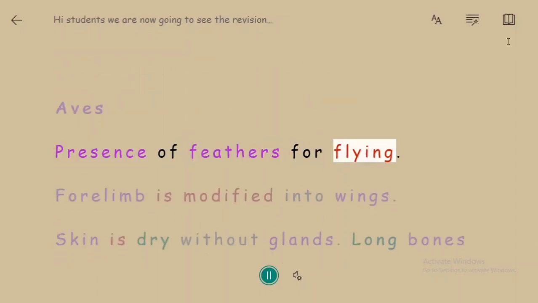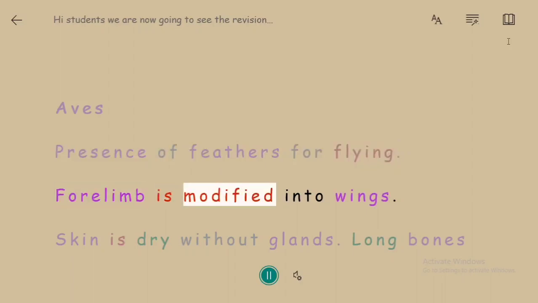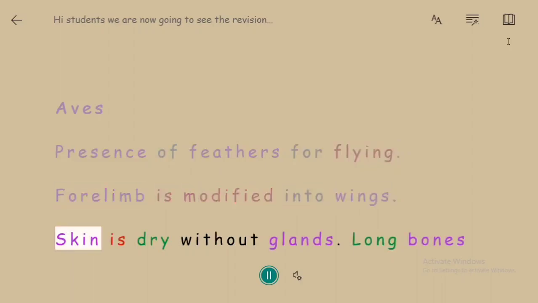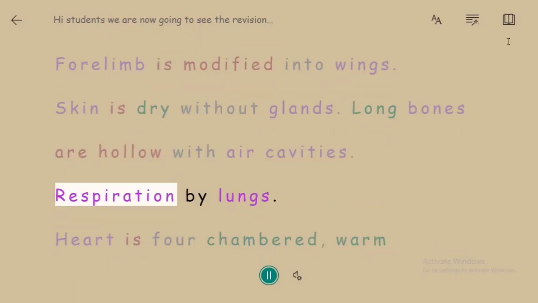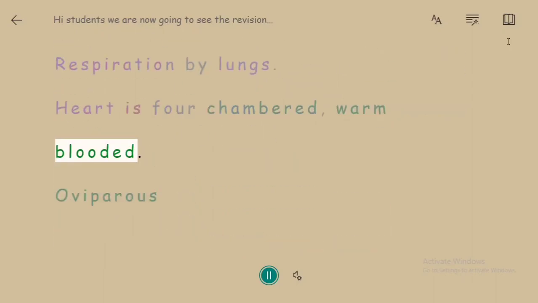Aves. Presence of feathers for flying. Forelimb is modified into wings. Skin is dry without glands. Long bones are hollow with air cavities. Respiration by lungs. Heart is 4-chambered, warm-blooded. Oviparous.